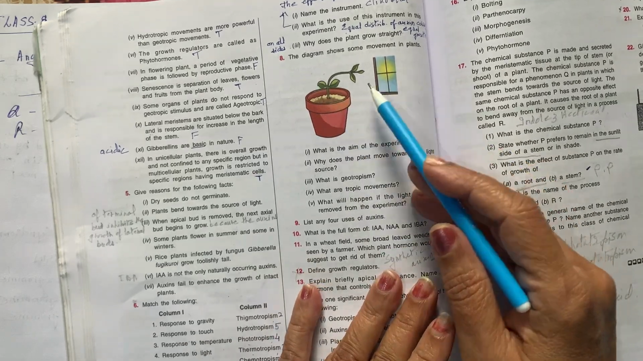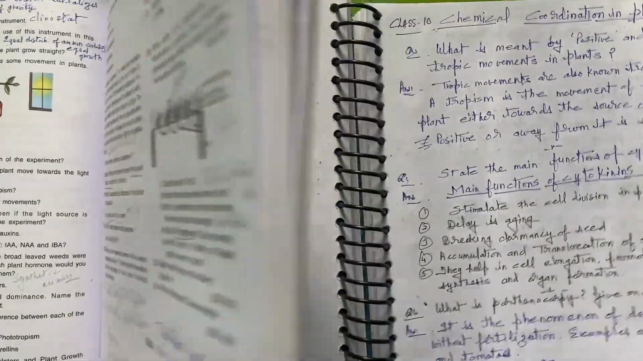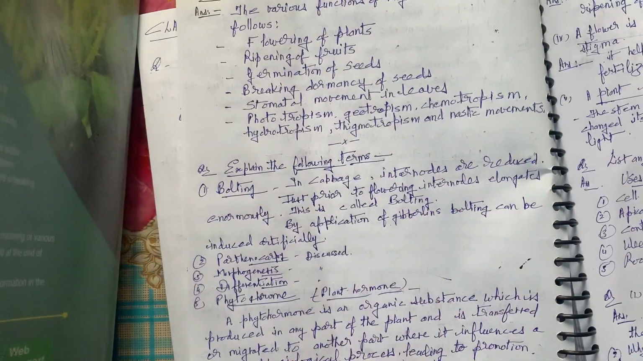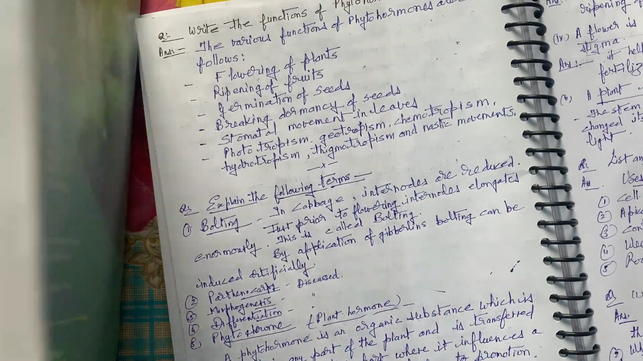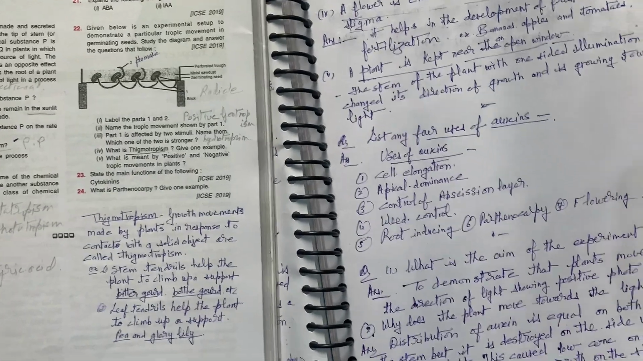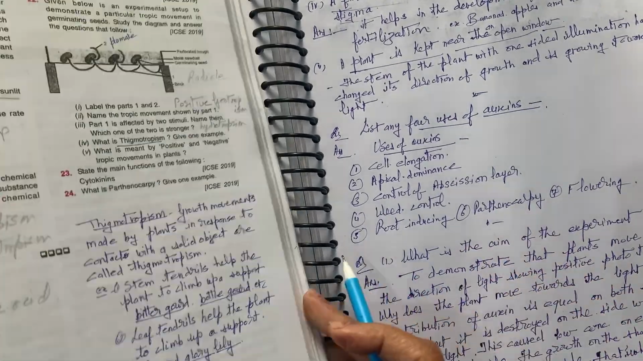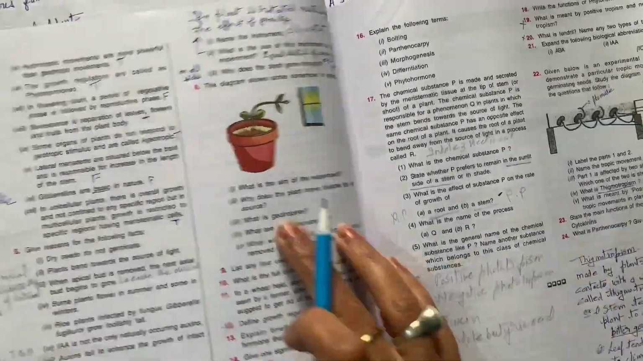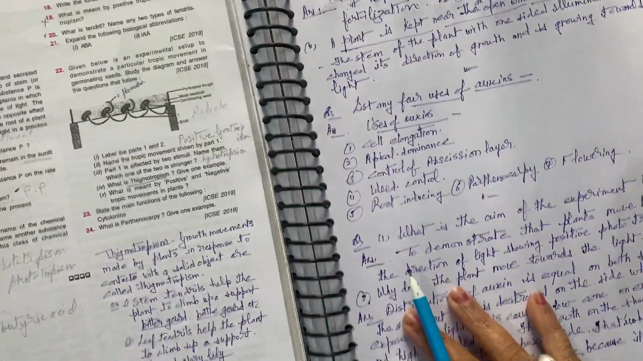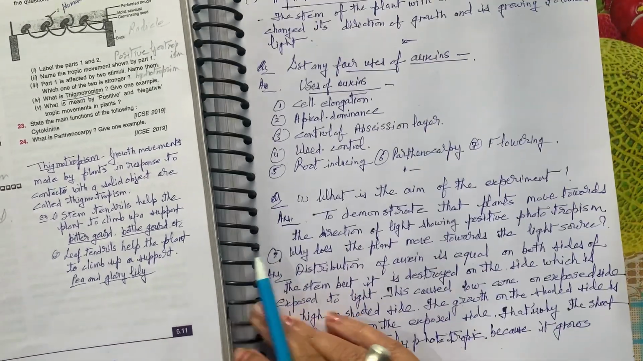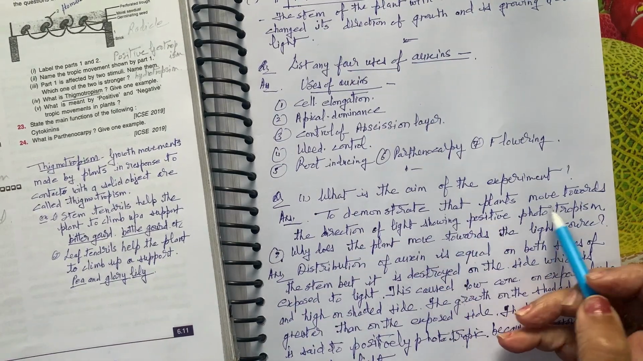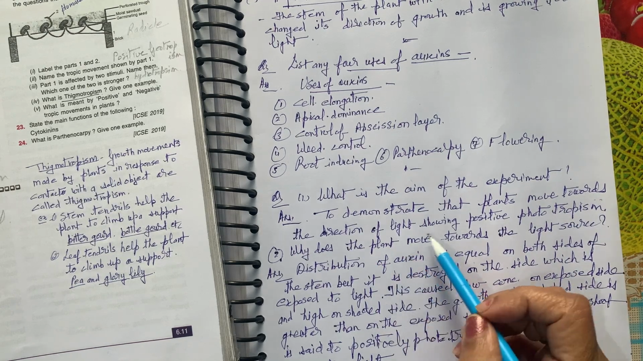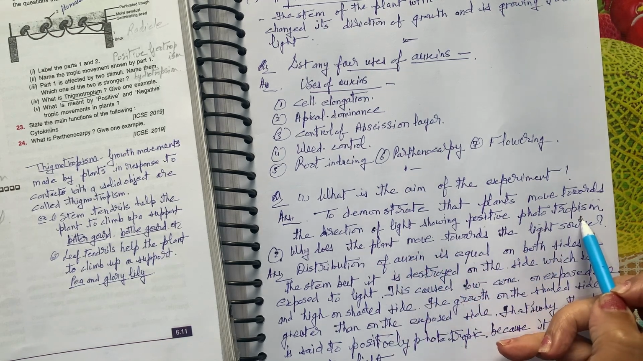The diagram shows some movements of the plant. What is the aim of this experiment? The aim of this experiment is to demonstrate that the plant moves towards the direction of light, showing positive phototropism.